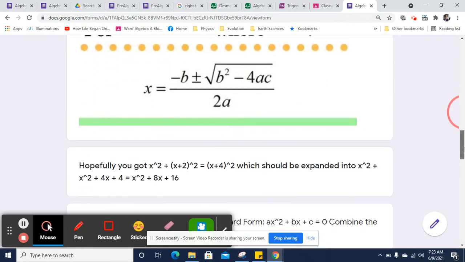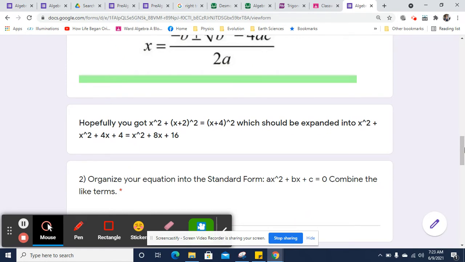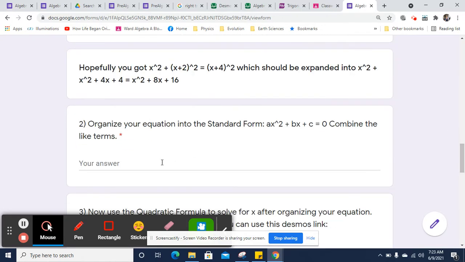Now you're going to need the quadratic formula for some of this, but we hopefully got this, and it can be expanded. Just so you can see how that happened, x squared, and then this here becomes x squared plus 4x plus 4. That's a perfect square structure. And this here becomes x squared plus 8x plus 16.